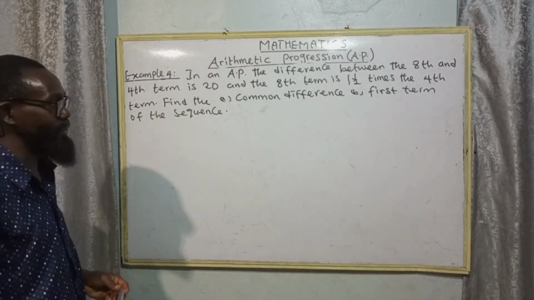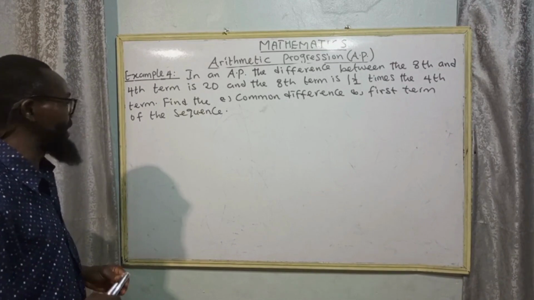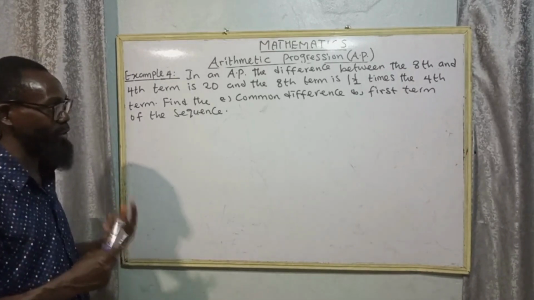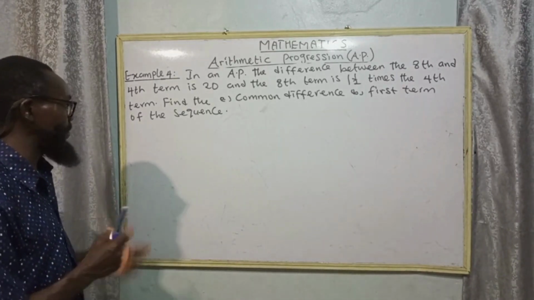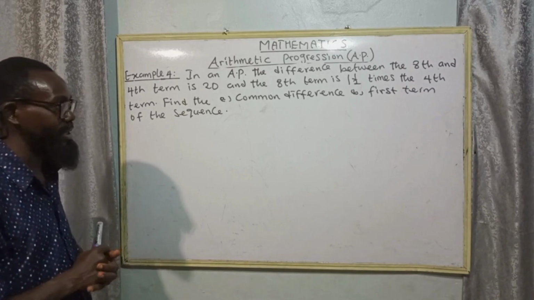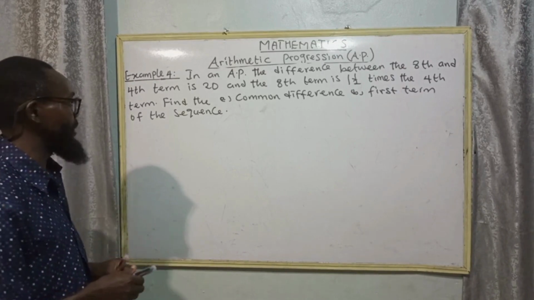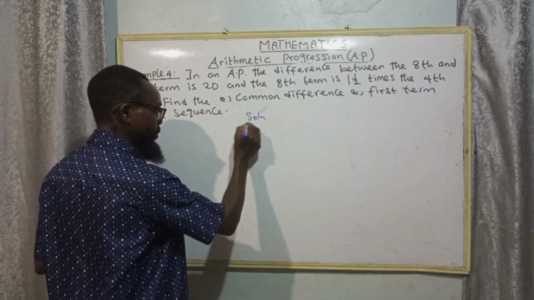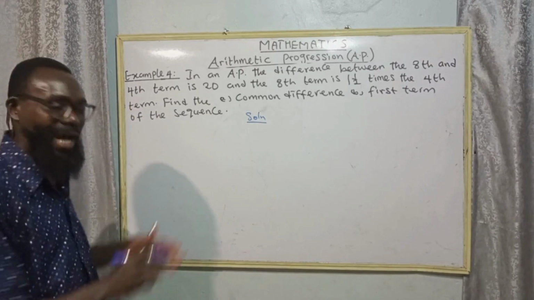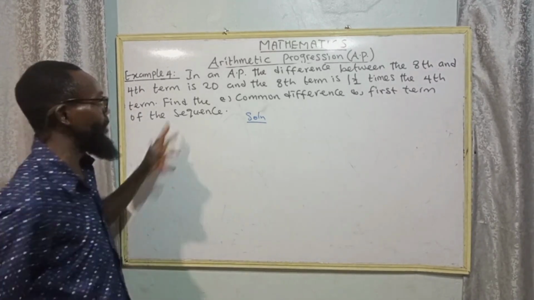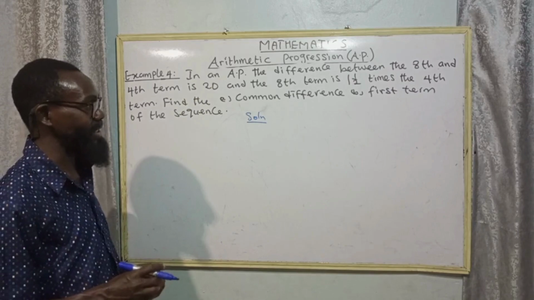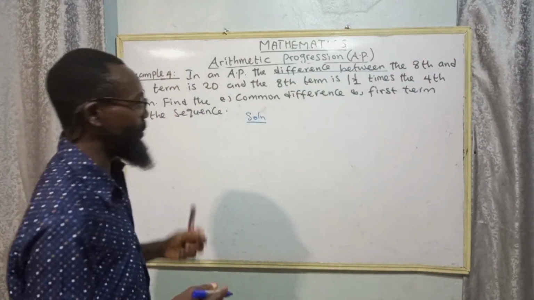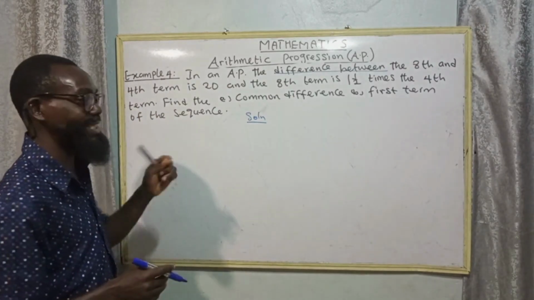In an AP, the difference between the 8th and 4th term is 20, and the 8th term is 1 whole number 1 over 2 times the 4th term. Find A, the common difference, and B, the first term of the sequence. Now, this question is very simple, but we need to interpret it according to how it is written. In an AP, when we say difference between, difference means minus.